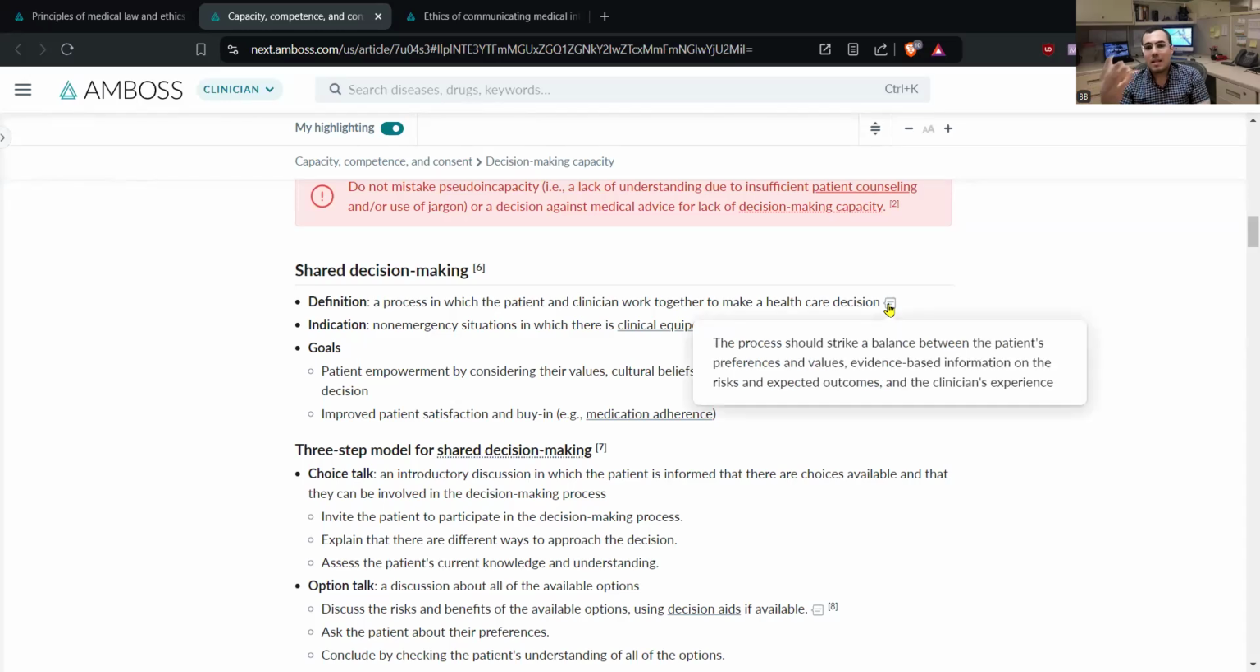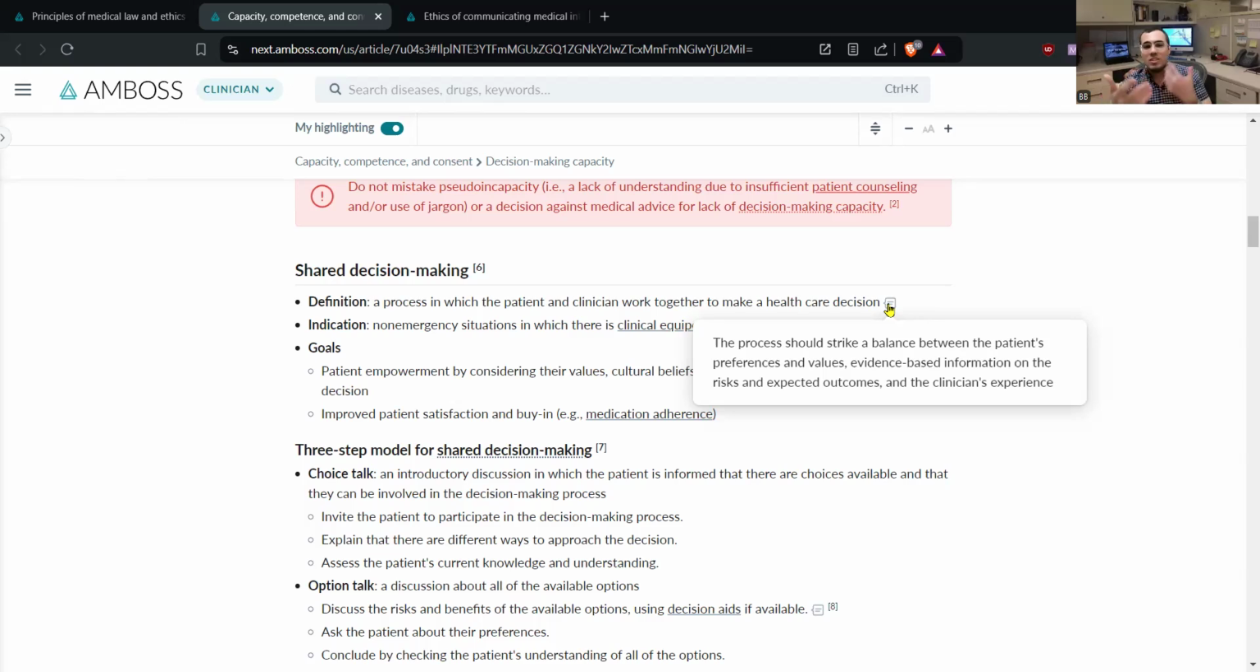So the process should strike a balance between the patient's preferences and values, the evidence-based information on the risks and expected outcome, and the clinician's experience. A patient is coming to lose weight. Okay, what is his BMI? He wants to do the operation and his BMI is like 25. So it is not indicated to do a surgery now unless he has severe diabetes mellitus type 1 or some complications like metabolic syndrome. So I can tell him other options to lose weight and we arrive at a decision together. Okay.